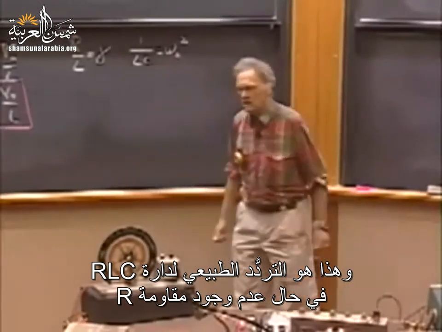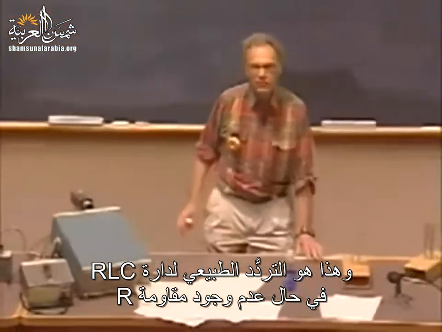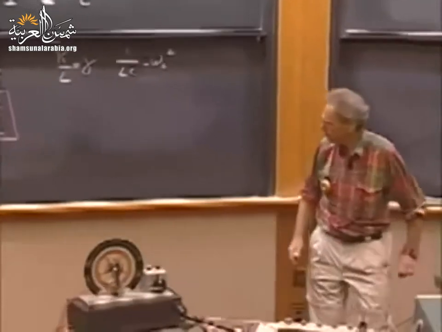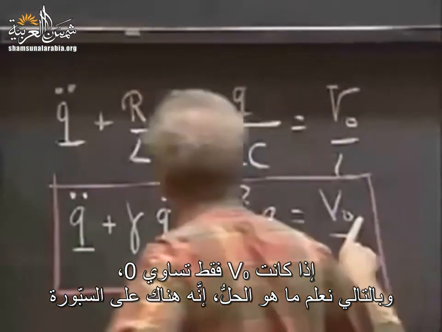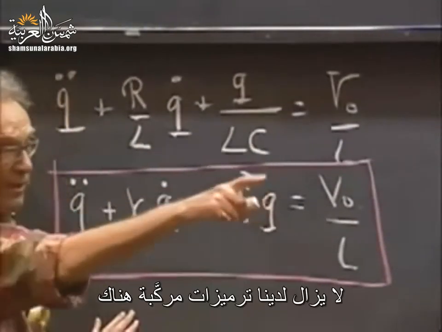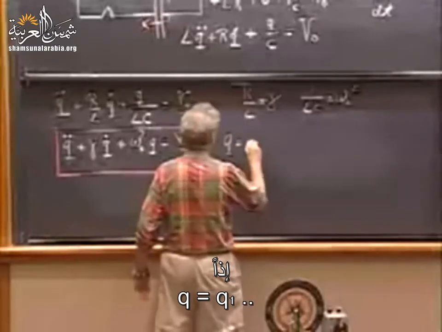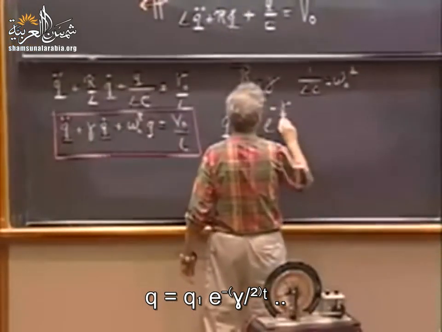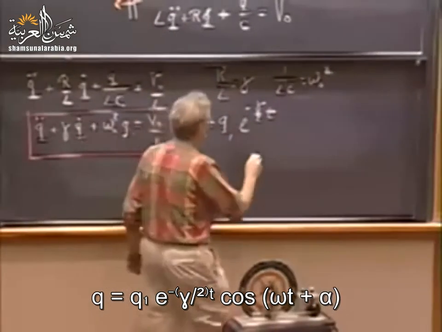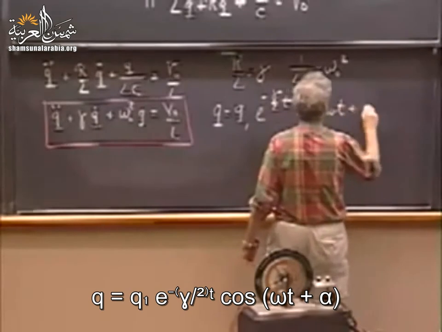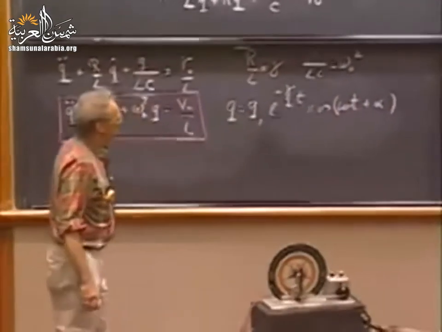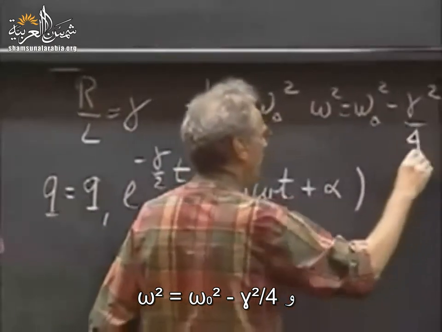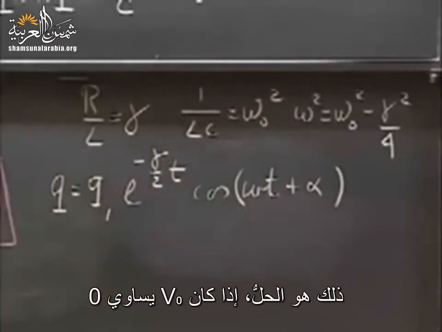And this is then the natural frequency of the RLC circuit if there is no R. If there is only an L and a C, this is the square of the frequency. If only this were a 0, then I know the solution, because we had it on the board there. We still have the complex notation there. Then Q would be some Q1, for which we have an A there, times e to the minus gamma over 2 times t, and gamma is this value, times the cosine of omega t plus alpha, and omega squared is omega 0 squared minus gamma squared over 4. That would be the solution if this were a 0.